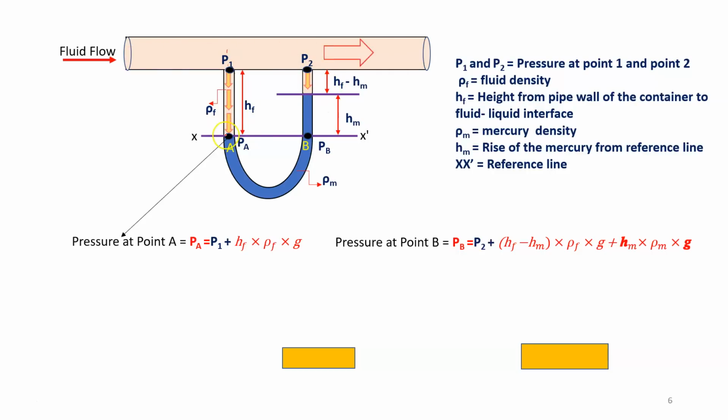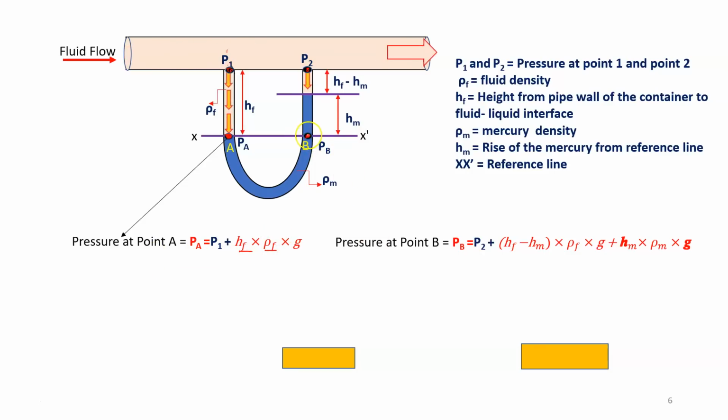Now again, so that two liquid interface, we have to first draw the horizontal line, and then calculate what will be the pressure at point A and pressure at point B. So pressure at point A, so that is P1, and we are taking two trapping points, so P1 plus, because of some liquid is there, because of that liquid there will be some pressure, so that is hf rho f. hf is the height of that liquid, and rho f is the density of the fluid, into g, so that is the pressure at point A.